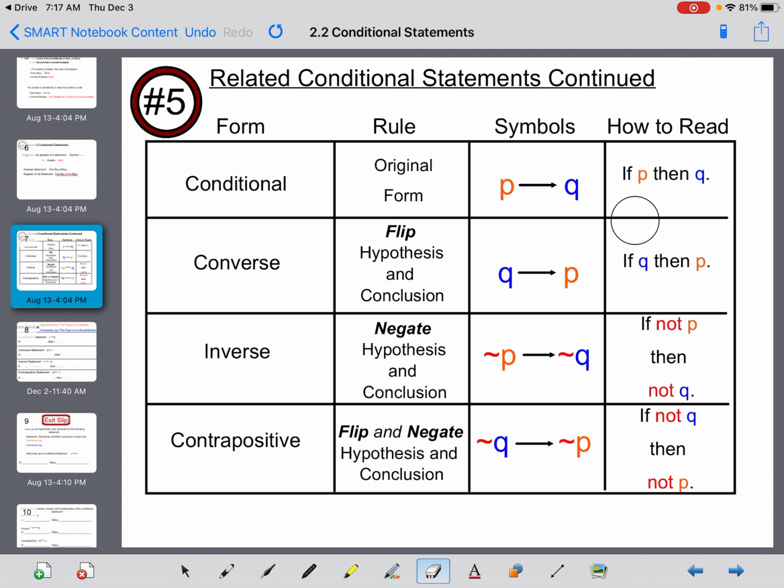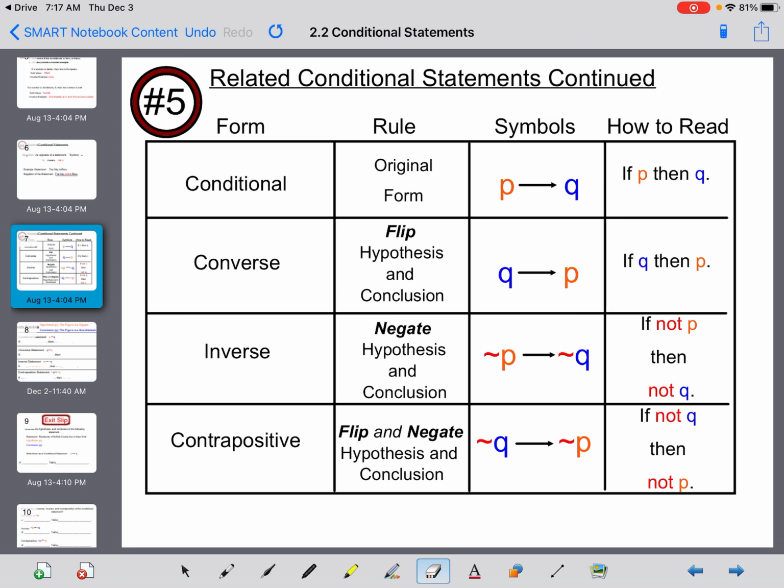Now there's no trick to remembering this. This is just regular memorization of 4 definitions. Conditional is your original form, P then Q. Converse means we flip it, Q then P. Inverse means we negate it, not P then not Q. Contrapositive, not Q then not P. That's a flip and a negate.